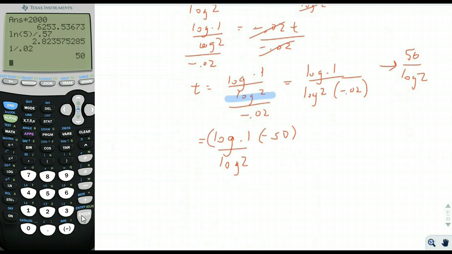And the log of 0.1 is actually negative 1, right? So then if you multiply negative 1 times negative 50, you get positive 50. And then on the bottom, you get log 2. So that's how it happens.